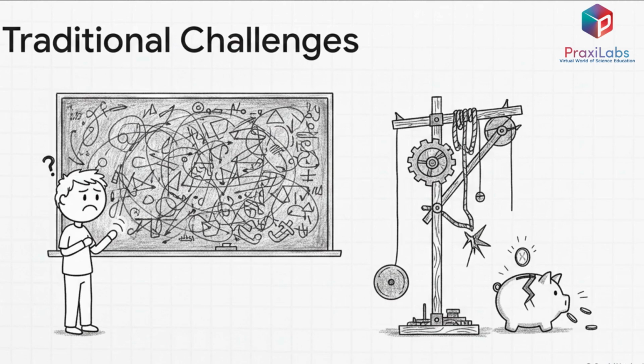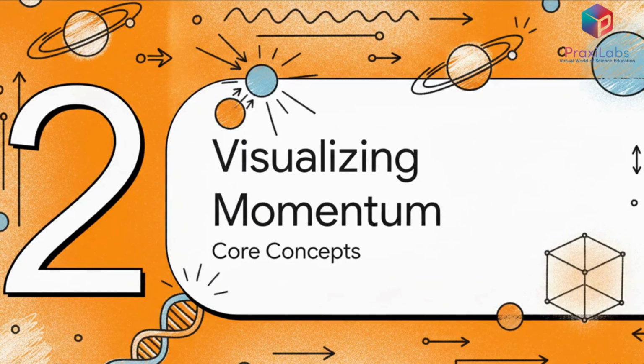And let's be honest about physical labs for a second. Setting up these experiments in the real world, it's expensive, it's time-consuming, and almost impossible to recreate perfectly every single time. A warped track, a broken photogate, or slightly misaligned equipment can literally ruin an entire lab session. It leaves instructors frustrated and students completely confused when their data doesn't match the theory. Which brings us to Section 2, Visualizing Core Momentum Concepts.